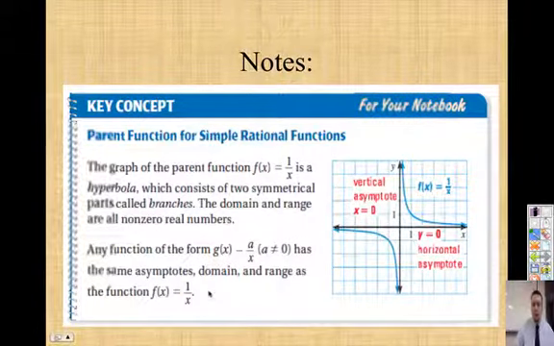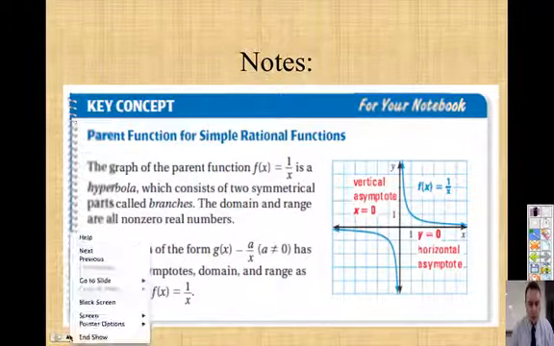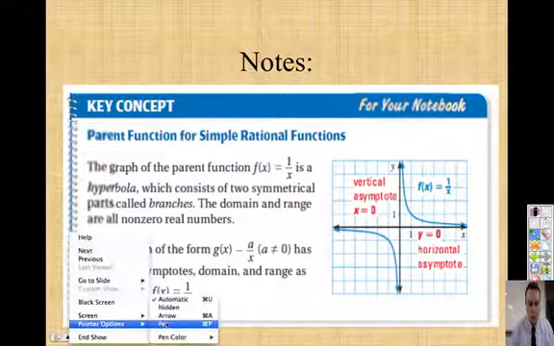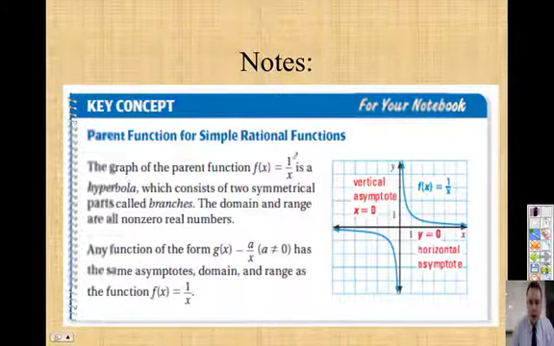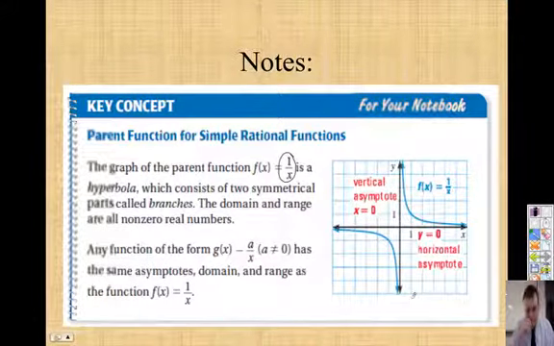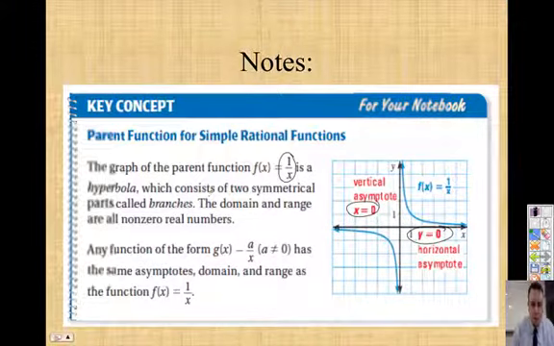Here I got this from your book. Maybe give a little bit more insight here. The graph of the parent is y equals 1 over x, which looks like this. Notice the two branches. Okay, vertical asymptote is the y-axis, which is x equals 0. Horizontal, the x-axis, which is y equals 0. Those are your two asymptotes.